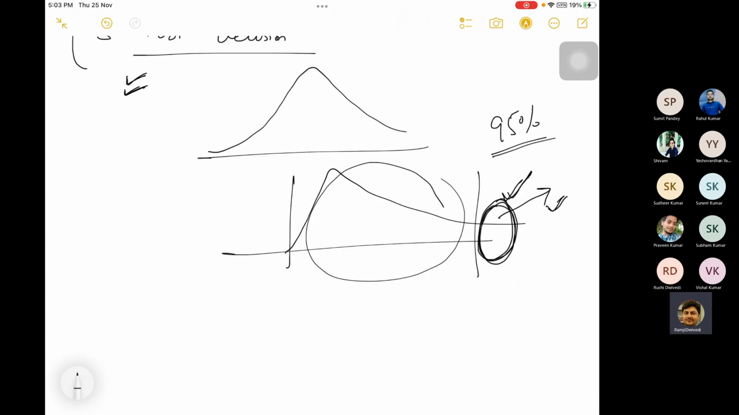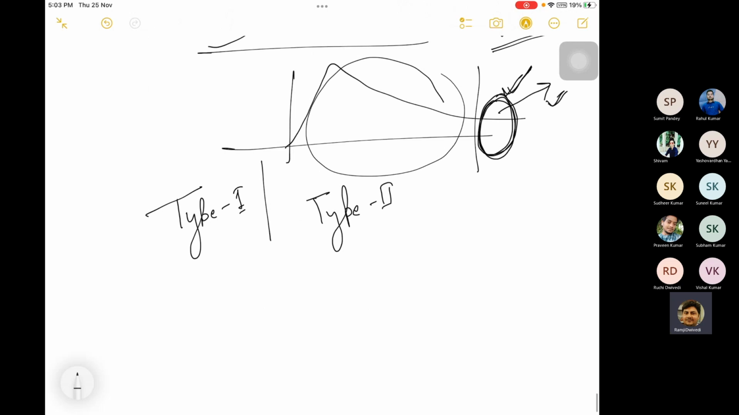So two basic errors are there. One is called type 1 error, and another is called type 2 error. Type 1 error is when the null hypothesis H naught is rejected, but in fact it is true.